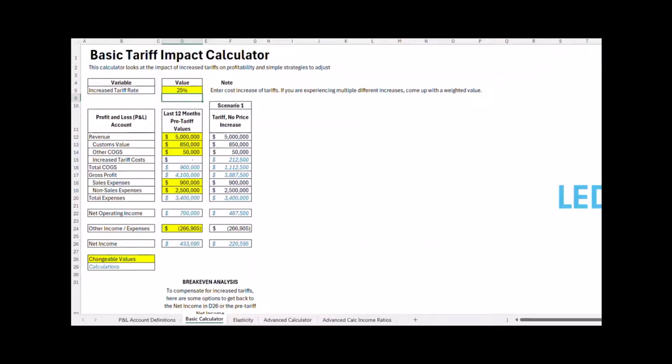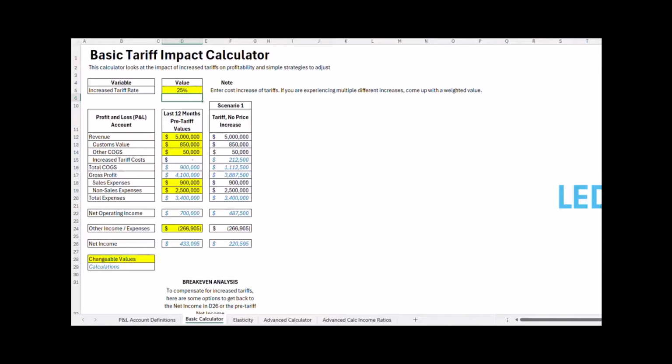You'll see on the basic calculator that scenario 1, which is right here, is the result of the tariffs without any kind of price increase. You can see right here what the tariff costs are. You can see how the total cost of goods sold has increased. You can see how gross profit has decreased. And you can see how the net income has dropped as well.